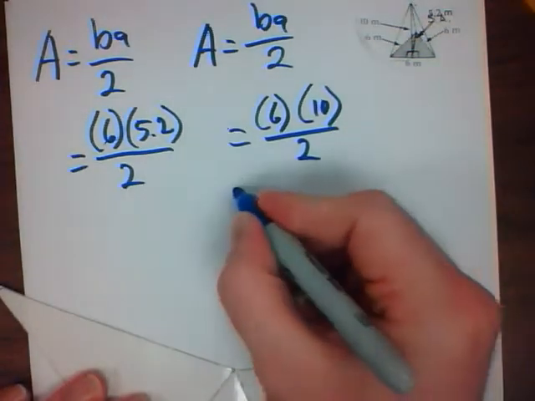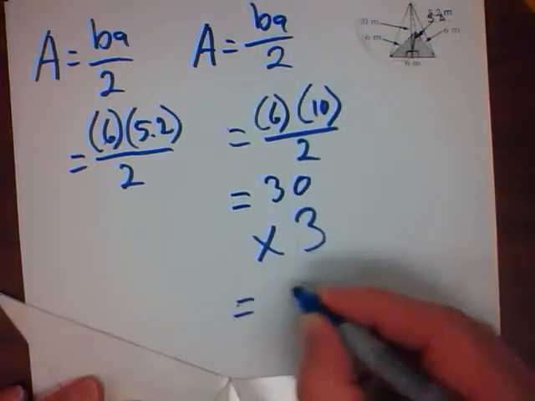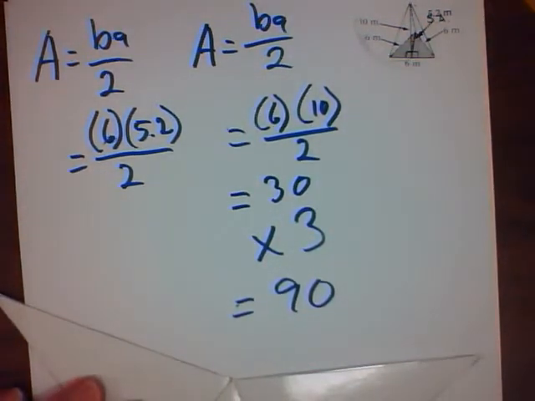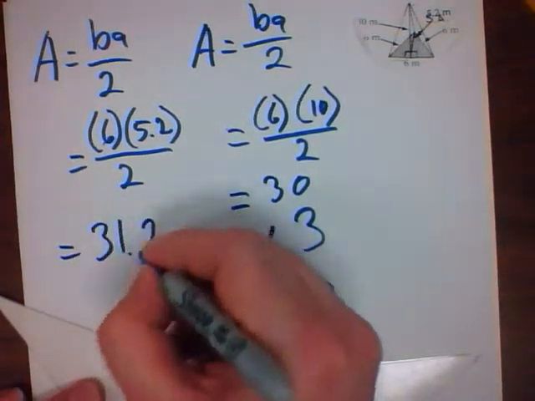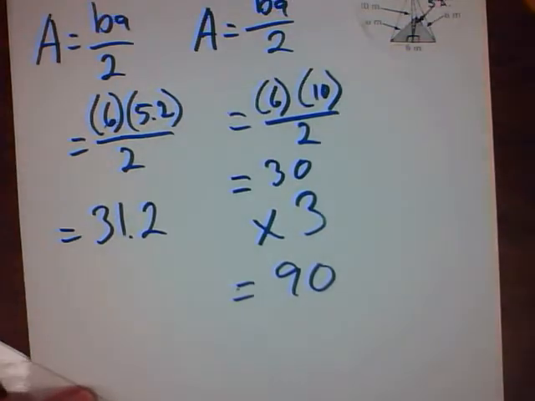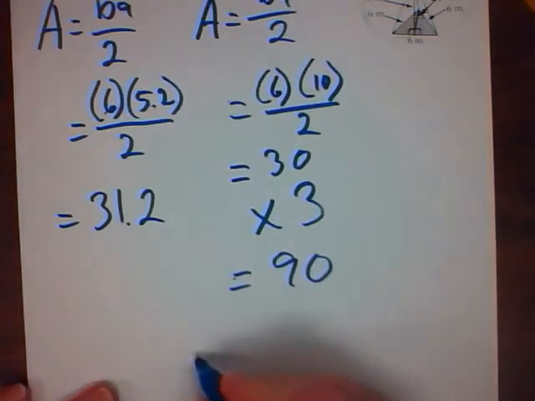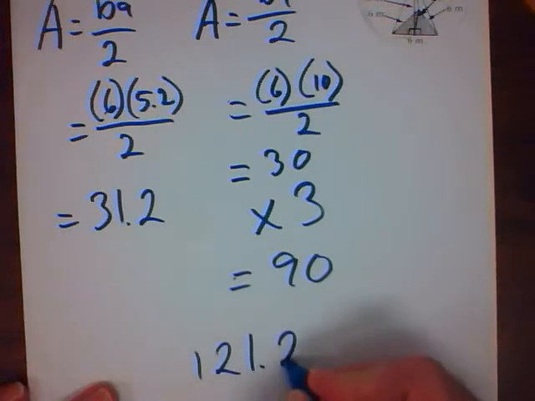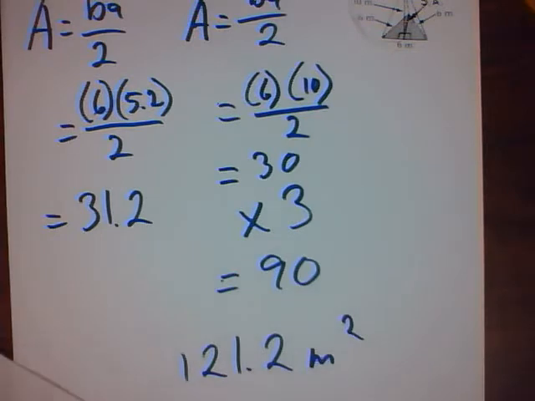Like this. 60 divided by 2 is 30, times 3 gives me 90. This gives me 31.2. I add these two together to give me a total of 121.2, and from this question here, it's meters squared. And that's how to calculate that surface area.